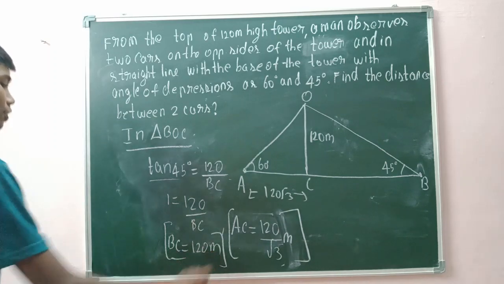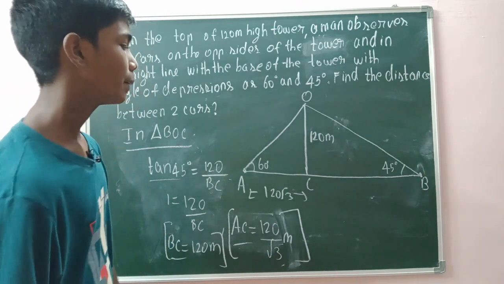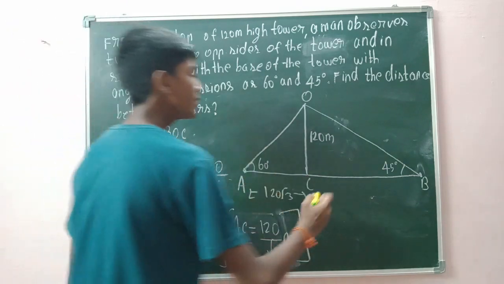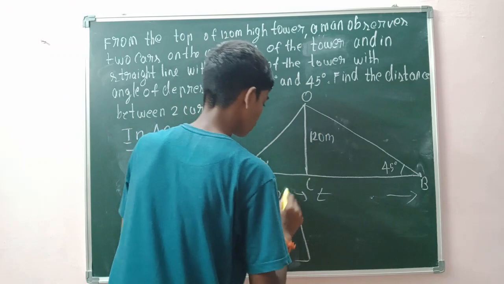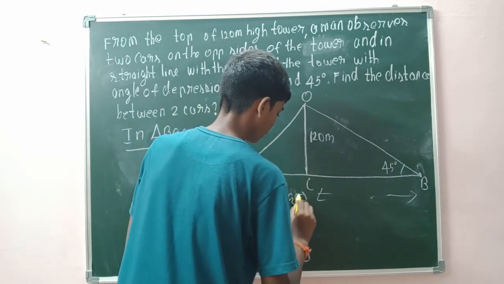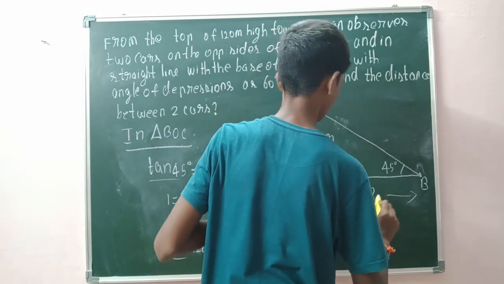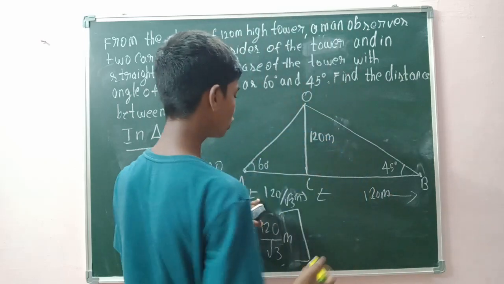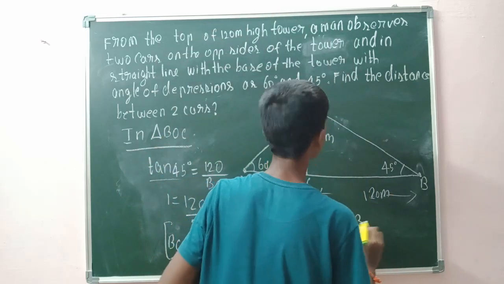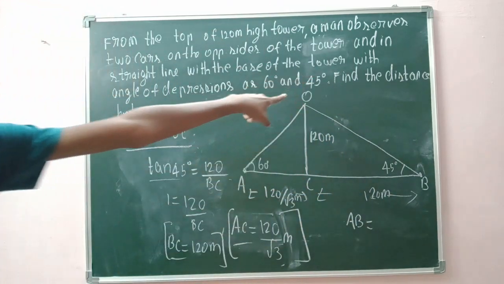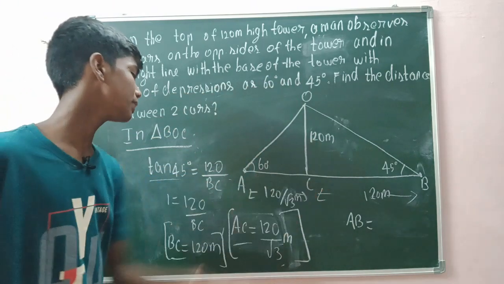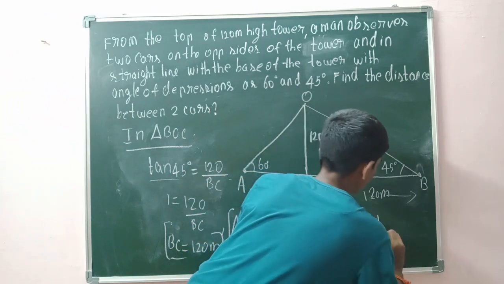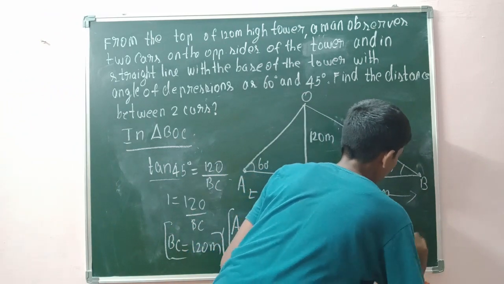So your BC is 120 meters, AC is 120 by root 3 meters, and we are supposed to find AB. The distance between two cars is asked in the question. Find the distance between these two cars. So your AB will be AC plus BC, that is 120 plus 120 by root 3. That will be 120 times of 1 plus 1 by root 3.